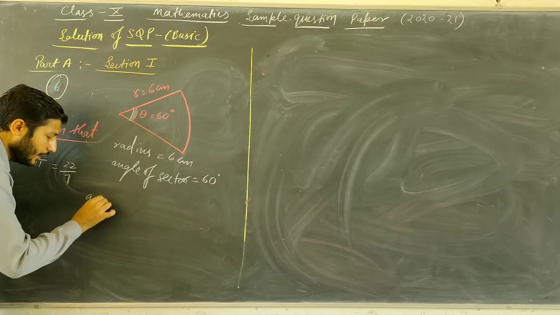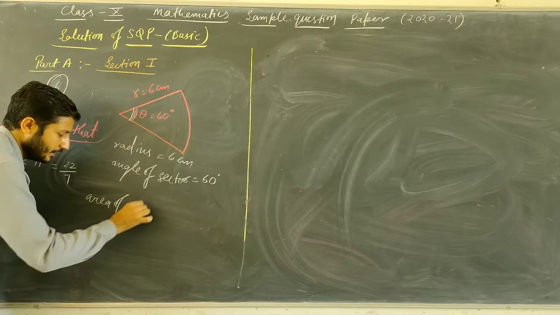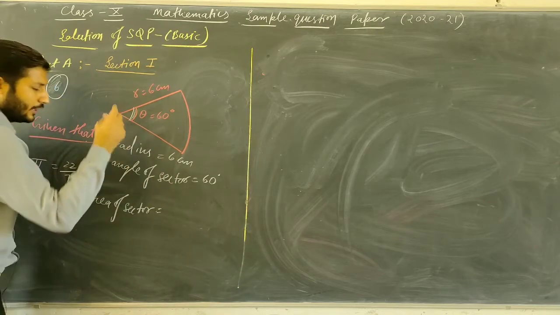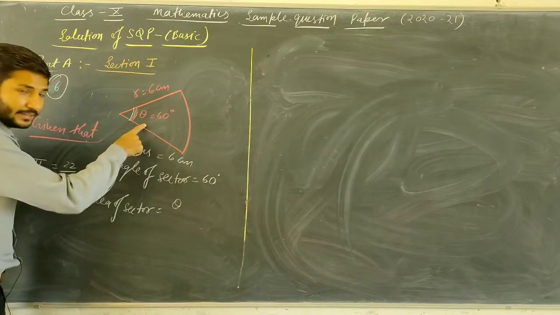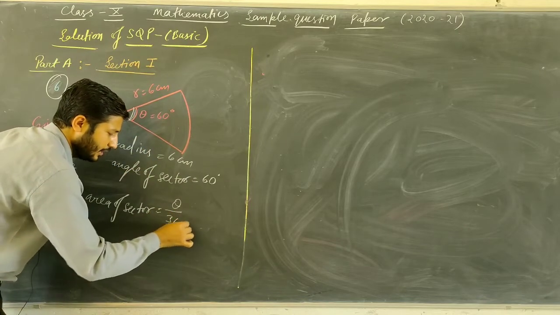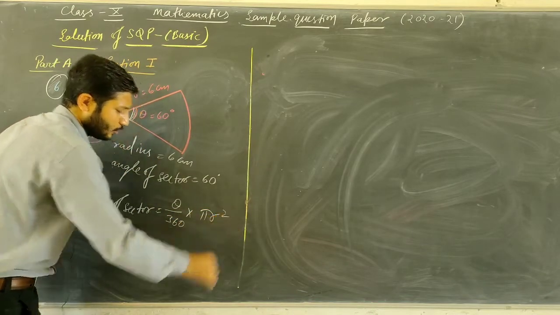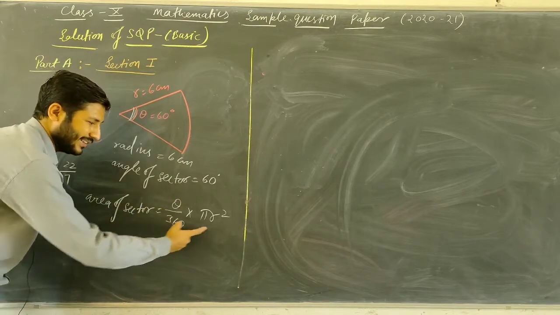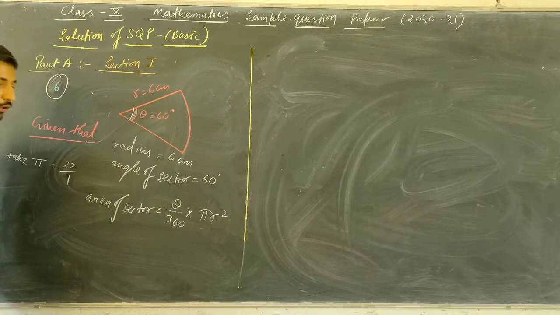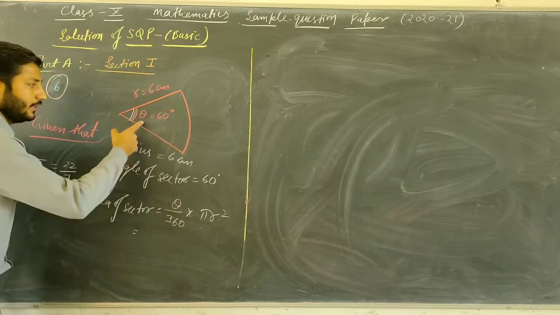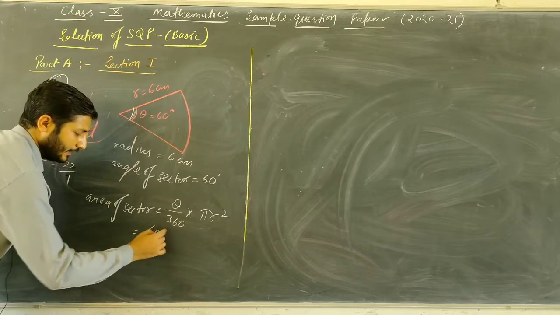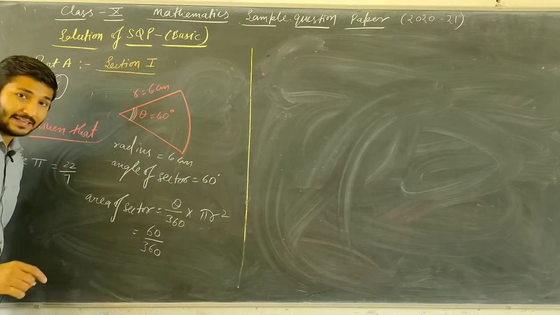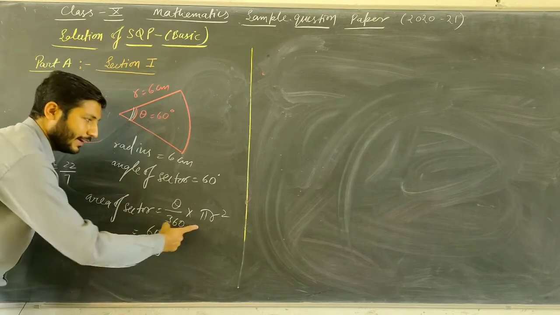You know area of sector is equals to, if you are taking this angle as theta, theta upon 360 into pi r square. Okay, this is theta upon 360 into pi r square. This is your formula. The value of theta over here is given as 60, and total angle is 360, into the value of pi.